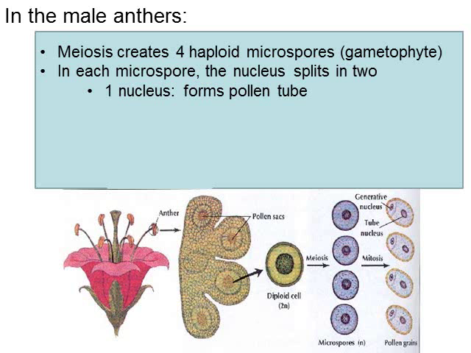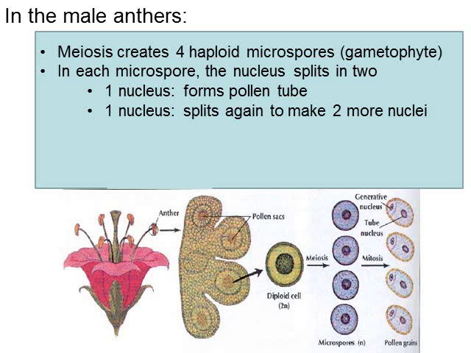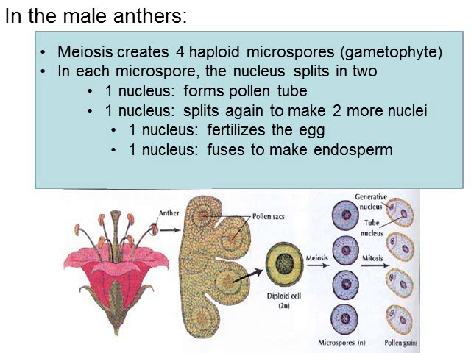The other nucleus will divide again into 2 more. So you've got the one nucleus that forms the pollen tube, and now you've got 2 more nuclei created, for a total of 3. Well, why are there 3 nuclei? We just said one will form the pollen tube, one of them is going to fertilize the egg to then create a zygote, and the other one is going to make what's called an endosperm. And we'll talk more about the endosperm in a little bit. I just want to throw this word out there, so when we get to it in a few minutes, you'll see the purpose of it.